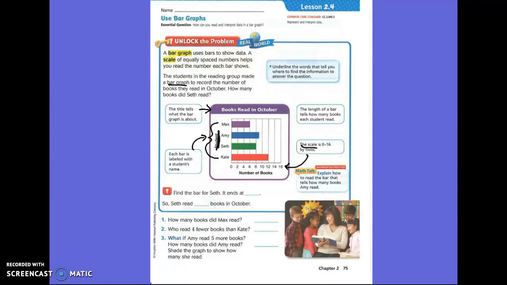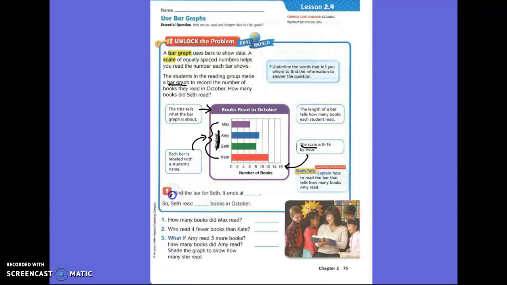Not always will it count by twos. Sometimes it might count by tens, sometimes it might count by fives, sometimes it might count by threes. Or ones. You always have to see how the scale is being counted by, okay?